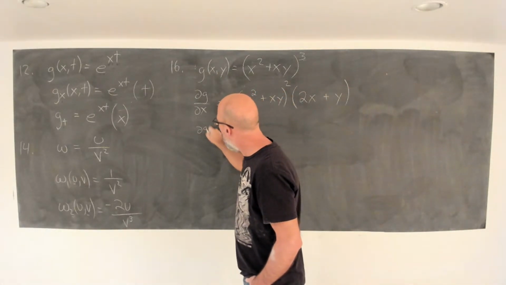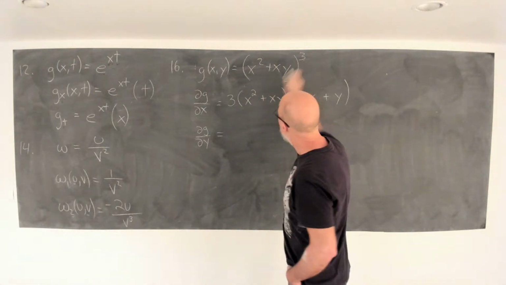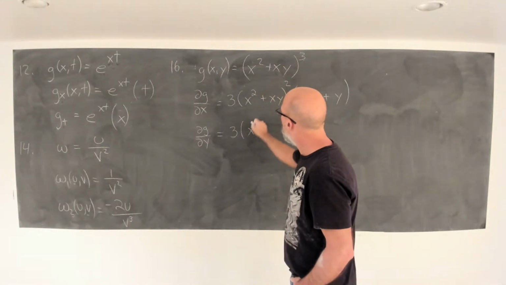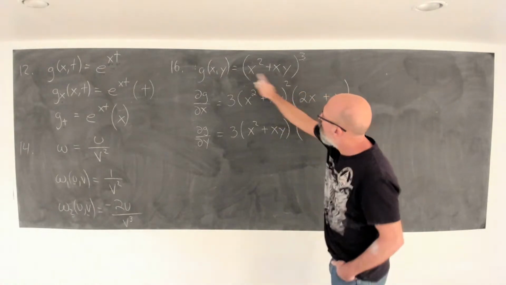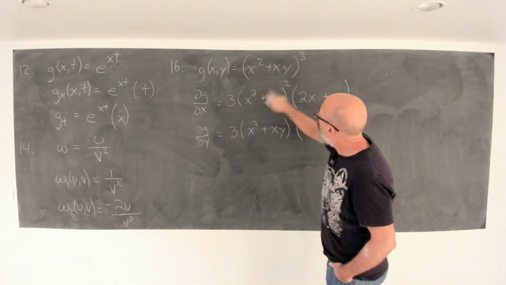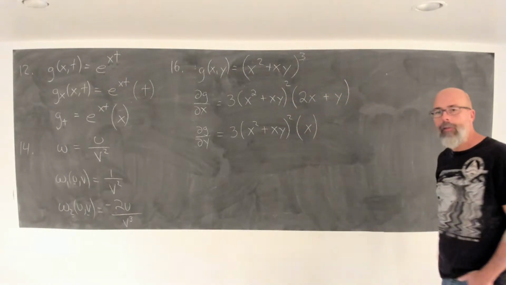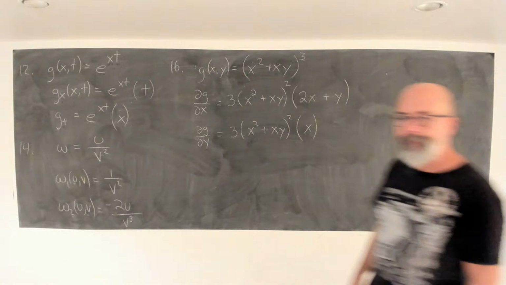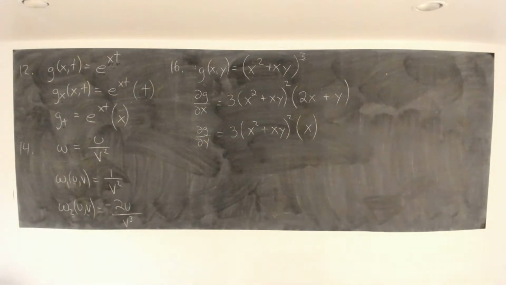And dg dy. Same thing, right? It's a cube, times the derivative of the inside. Derivative of x squared with respect to y, that's 0. x is a constant, derivative of y is 1. There it is. Too easy? Of course it is.